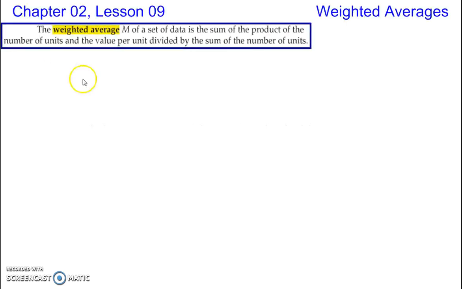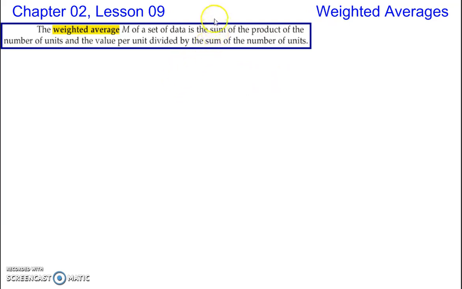Let's talk about weighted averages first. If you look at the book, this is the definition it has. The weighted average M of a set of data is the sum of the product of the number of units and the value per unit, divided by the sum of the number of units. I don't see why anybody has a problem with that.